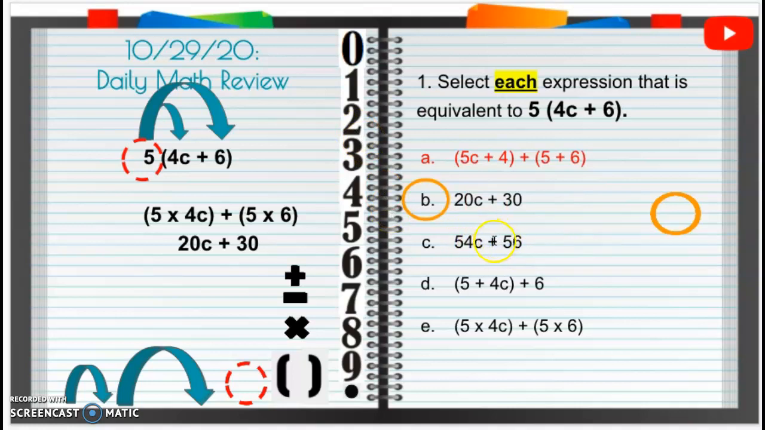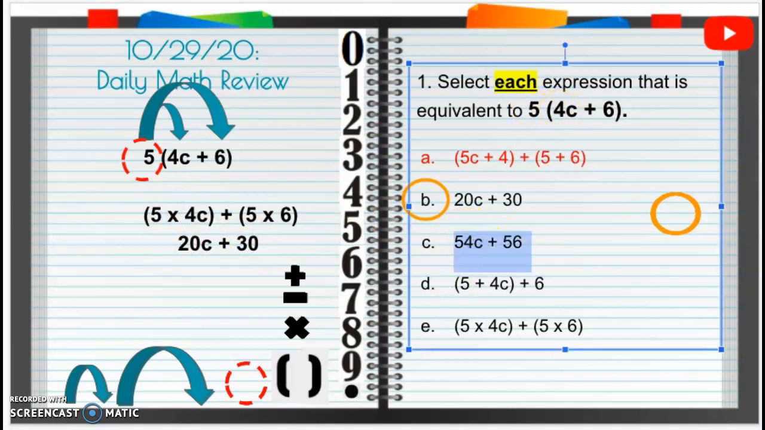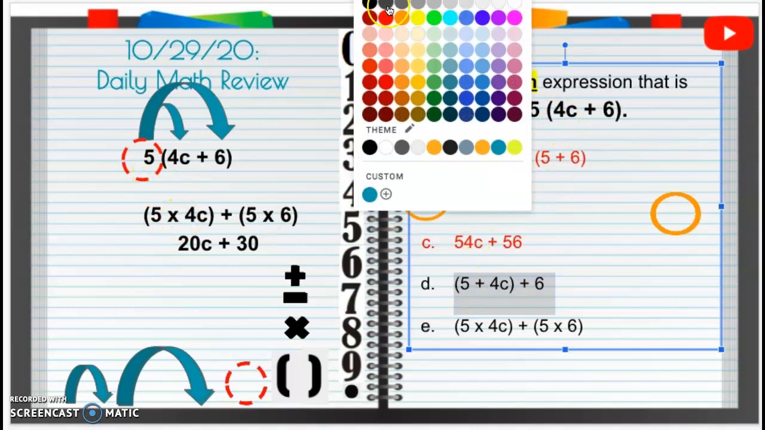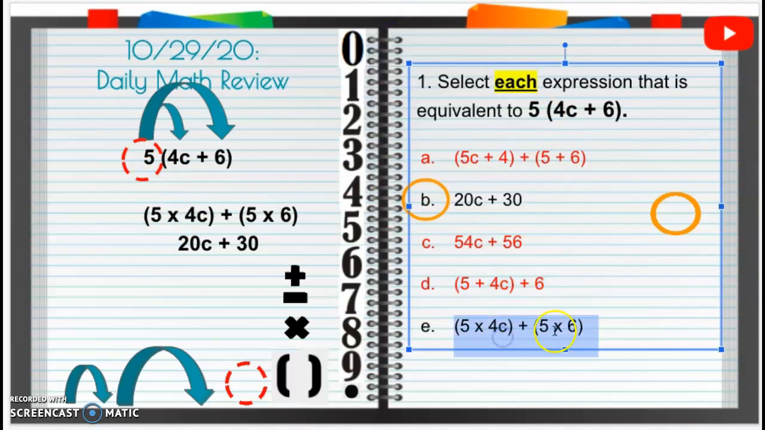Maybe there's 2 more. I don't know. 54 times C plus 56. No, I don't even know what they're getting there. Oh, they were just keeping that 5, 4. Nope. That is not it. All right, now 5 plus that 4C, then plus 6, 5 plus 4. No, when we're distributing, we're multiplying. So let's take a look at this last one.